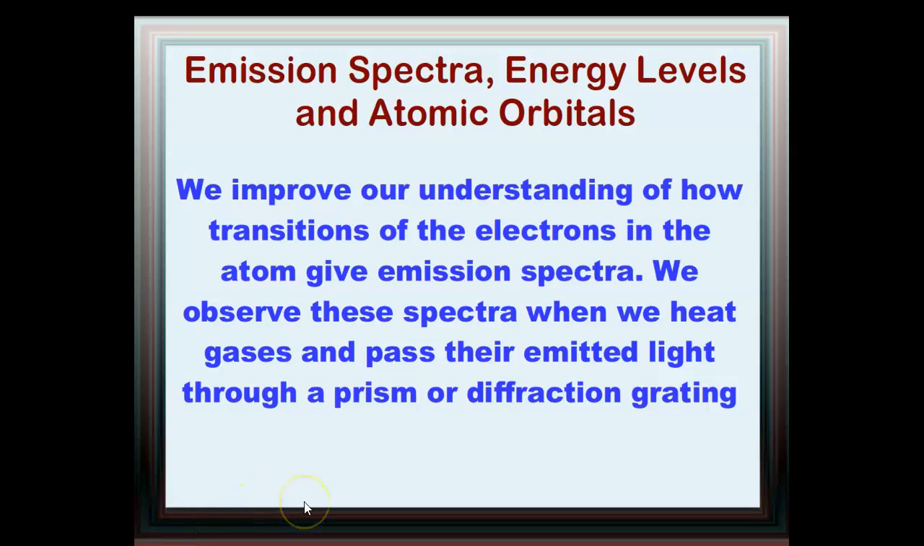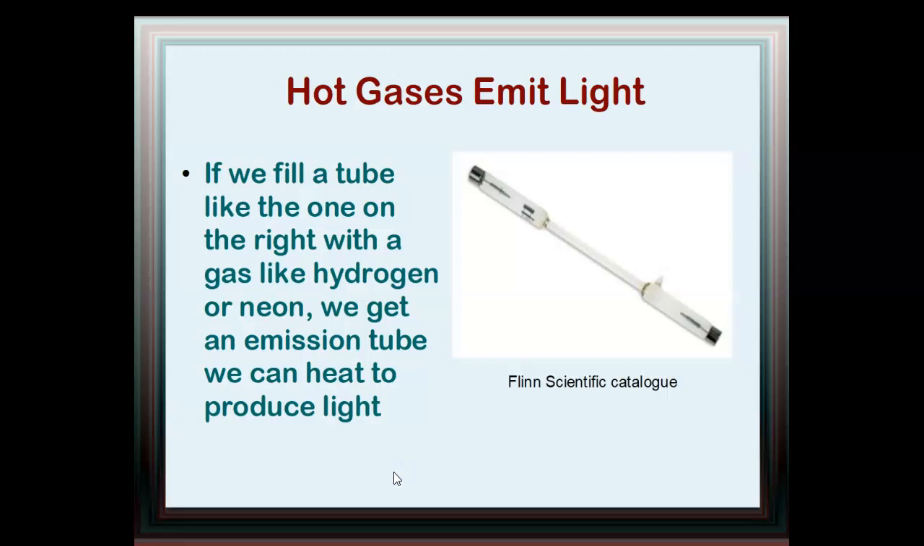Let's improve our understanding of how transitions of the electrons in the atom give emission spectra. We observe emission spectra when we heat gases and pass their emitted light through a prism or diffraction grating. Then we can see the spectrum. Now, hot gases emit light.